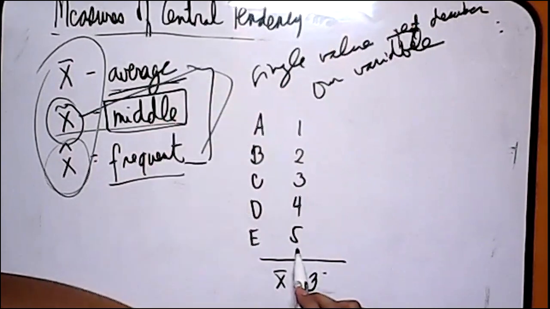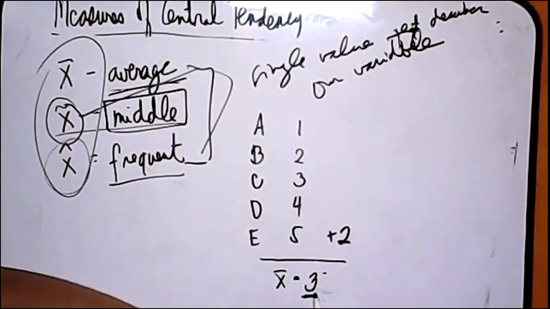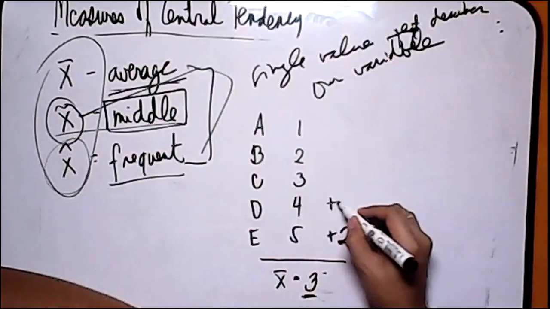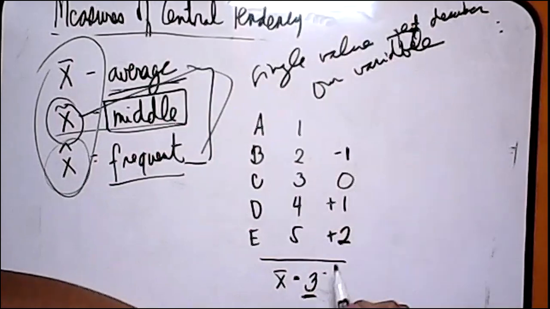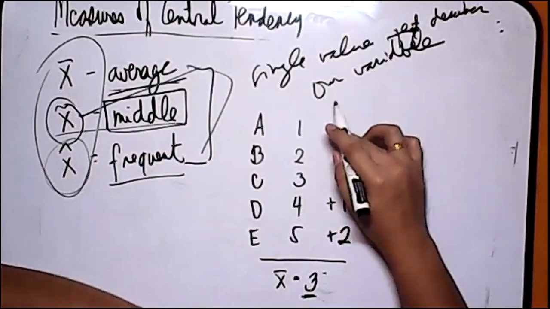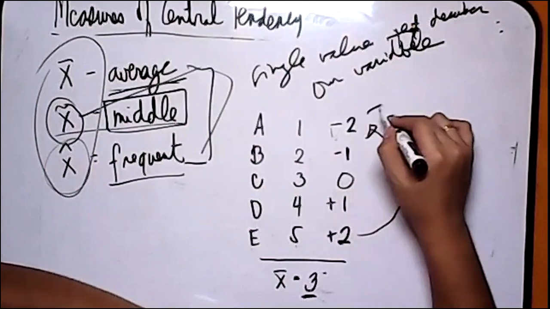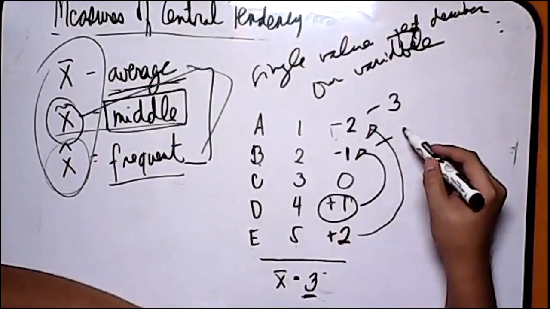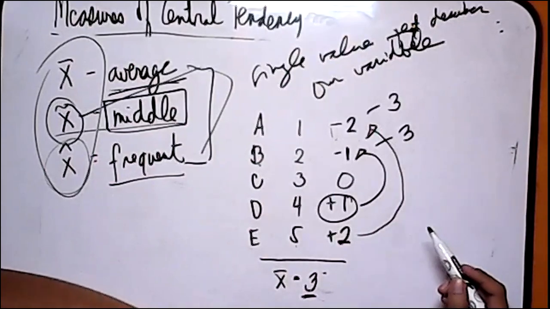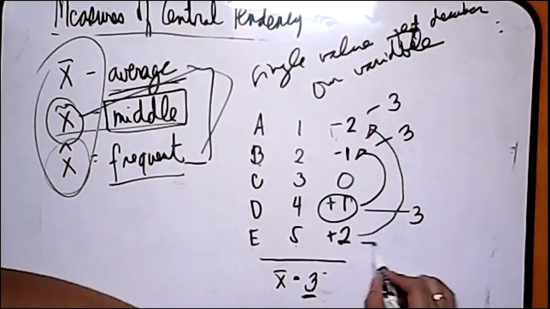Kung titingnan natin si 5, sobra siya ng 2, positive 2 sa 3. Si 4 naman, sobra siya ng 1. Si 3, 0. Si 2, kulang siya ng 1 para maging 3. Si 1, kulang siya ng 2 para maging 3. Dahil sobra si E ng 2, ibibigay niya yan kay A para maging 3 na siya. Ito naman, ibibigay niya kay B para maging 3 na siya. Ito, hindi na kailangan, di ba? So, ito nabawasan siya ng 1, so 3 na. Ito nabawasan ng 2, so 3.